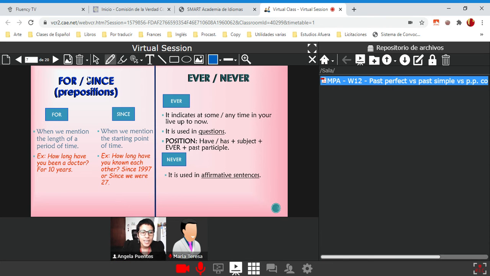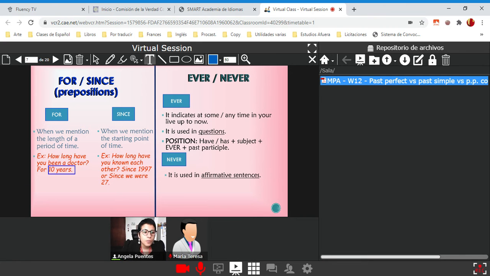So when we have for, it's because we're talking about a period of time. Okay, a period of time that has a beginning and has an end. So, for example, we can talk about years, for 10 years, right? How long have you been a doctor? Oh, I have been a doctor for 10 years. How long have you been a teacher? I have been a teacher for 7 years, right? So we have these kinds of structures that we can construct with this how long.